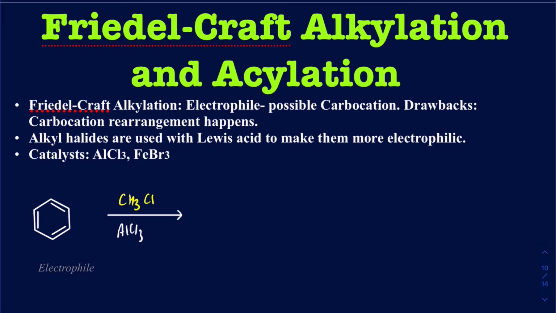So to start out with, we'll create an electrophile that's going to be a possible carbocation. Sometimes we don't really create a carbocation, especially if it's primary. But the drawback is that if you're creating a carbocation, or are on the verge of creating one, rearrangements could take place and you may not get the product that you really want. You use Lewis acids such as AlCl3 or FeBr3 as your catalyst, just like you use in bromination and chlorination of aromatics, to make these electrophiles even more electrophilic.